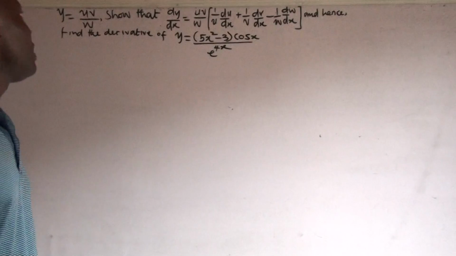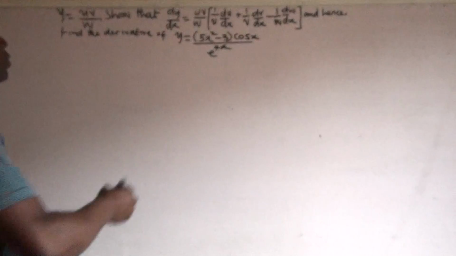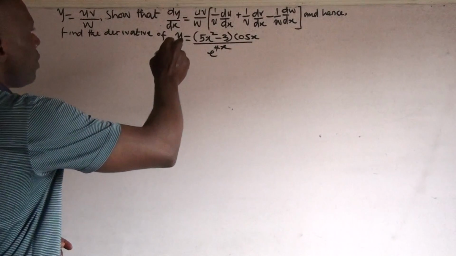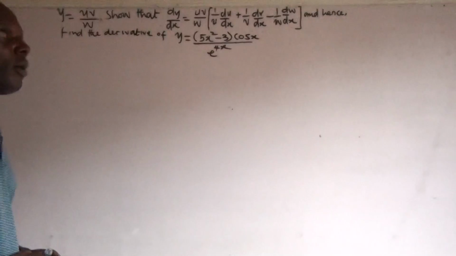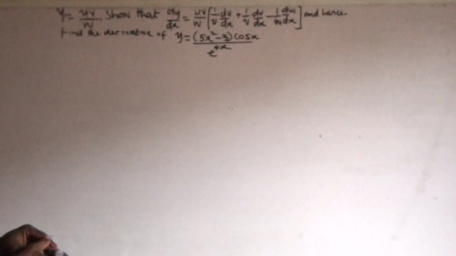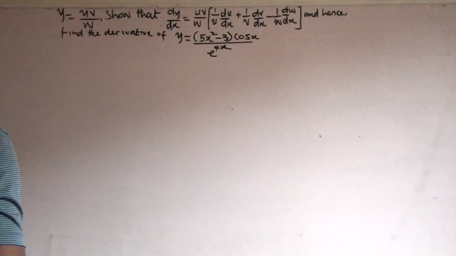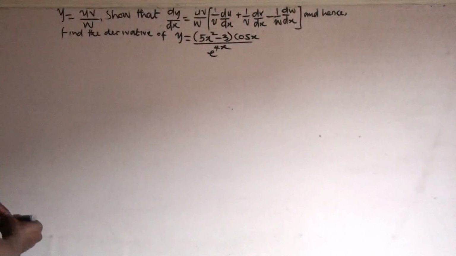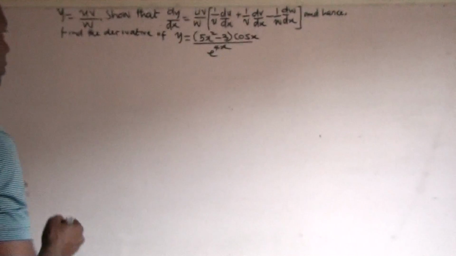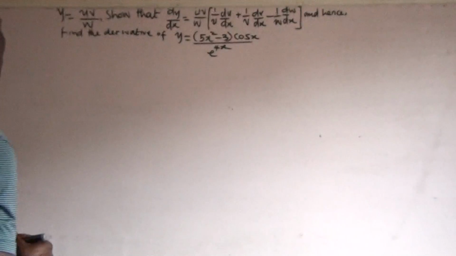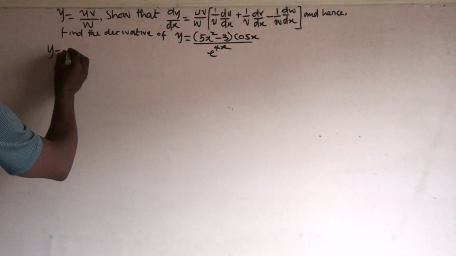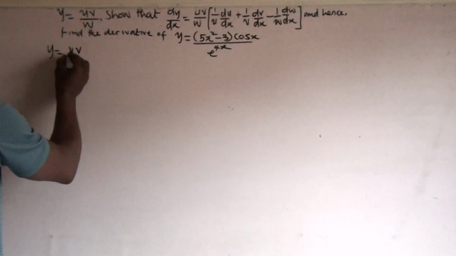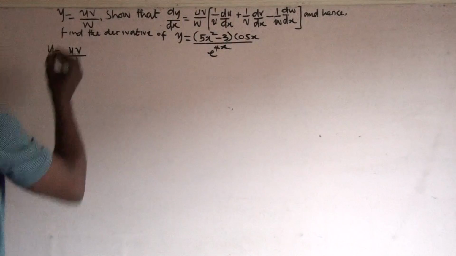They say, hence find the derivative of y is equal to open bracket 5x squared minus 3 close bracket cos x all over exponential raised to power 4x. Okay, first and foremost we want to establish this using logarithmic differentiation. Now we have y is equal to uv all over w.